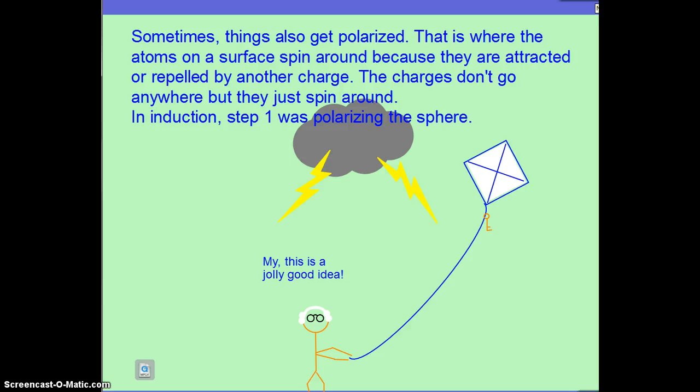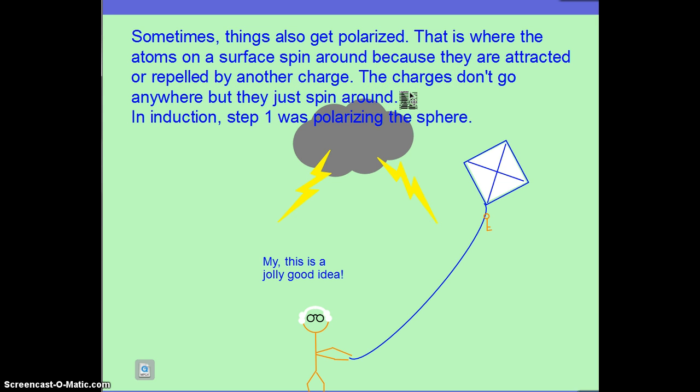And lastly, in addition to charging things through induction and contact, we also have polarization. Polarization is where the atoms on the surface spin around because they're attracted to or repelled by another charge. The charges don't go anywhere, they just spin around.